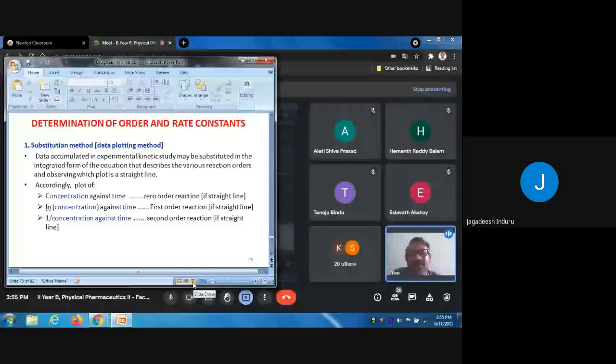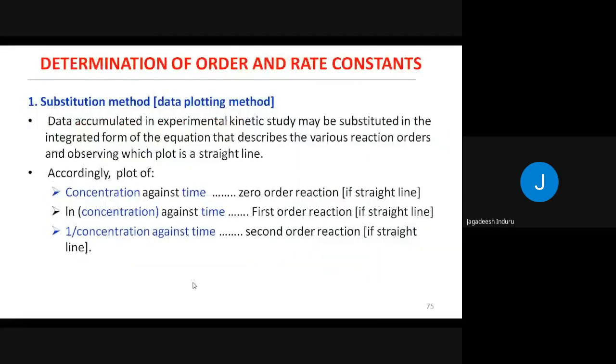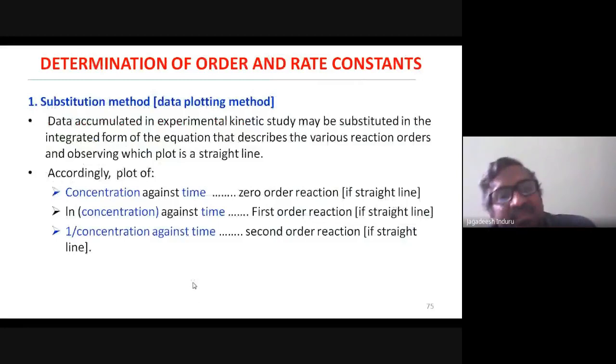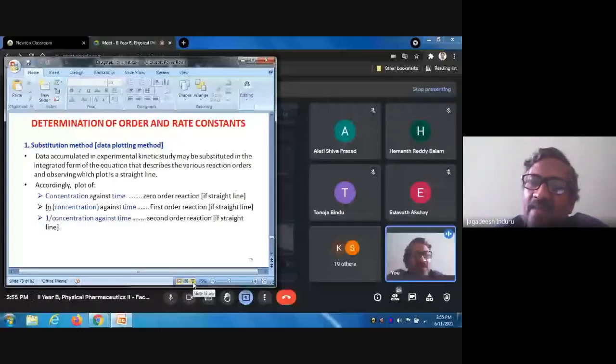Before knowing this particular one, we need to determine another one, the substitution method. In the substitution method, we are going to put our data in the equation of rate constants, which we have seen in the previous slides, and see whether in every point it is appearing the same. If it is varying and fluctuating, it means it is not following that order. That is actually what the substitution method is. By doing the concentration versus time graph and predicting the K, the K equation is giving a constant every time.